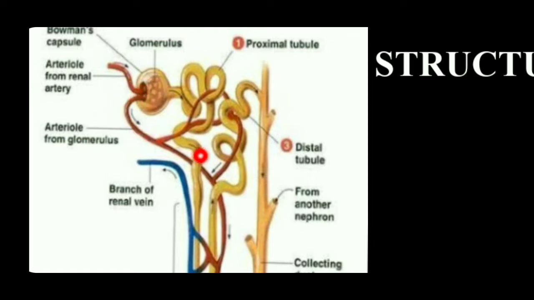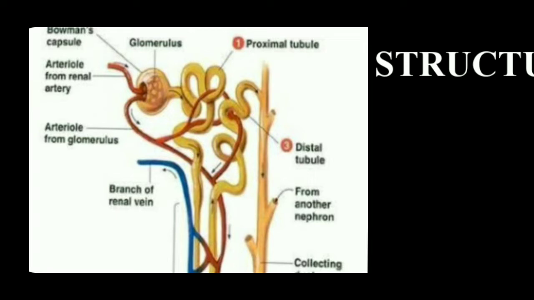See, the blood enters the glomerulus through these afferent arterioles. This afferent arteriole is twisted inside the Bowman's capsule and leaves the Bowman's capsule as efferent arteriole. So, the network of blood capillaries found inside the Bowman's capsule is called glomerulus.